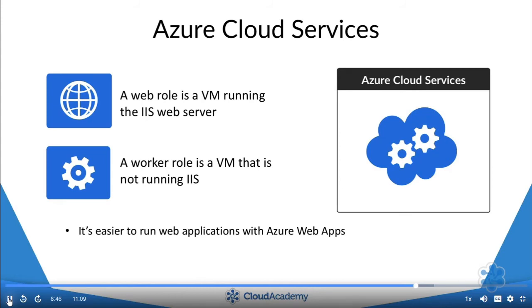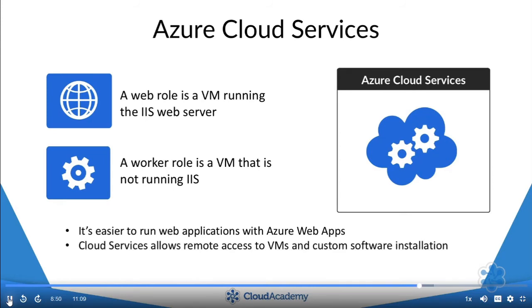The only reason you would consider using cloud services instead is if you need remote access to your VMs, or you need to install custom software on them, which is something you can't do with web apps. However, if you need this level of control, then you'd probably be better off creating VMs in a scale set. This would give you the same high availability and auto-scaling as cloud services. This would be a good solution instead of both web roles and worker roles.